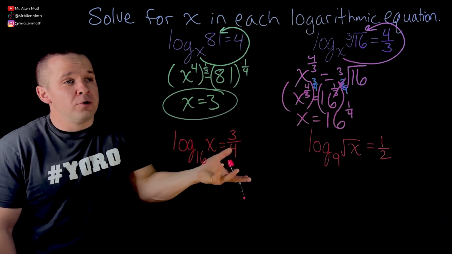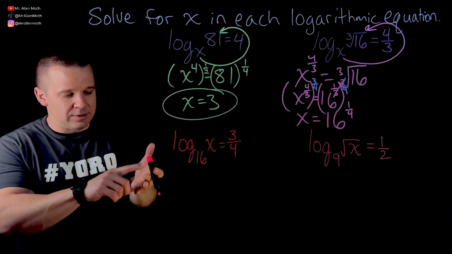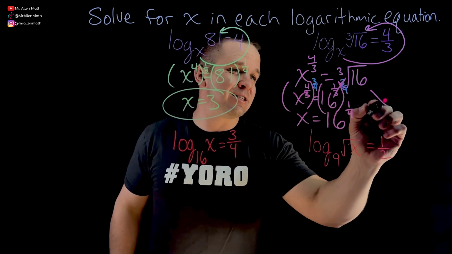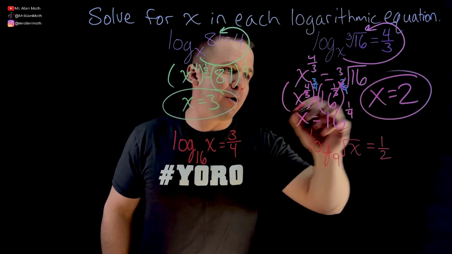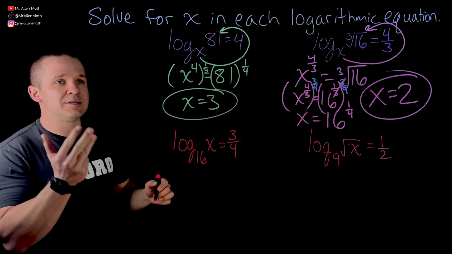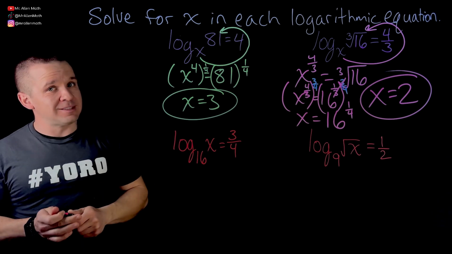So what's the 4th root of 16, or what times what times what times what gives me 16? We already talked about it. It is 2 for that one. 2 times 2 is 4, times 2 is 8, times 2 is 16. All right, that was a lot on this one.